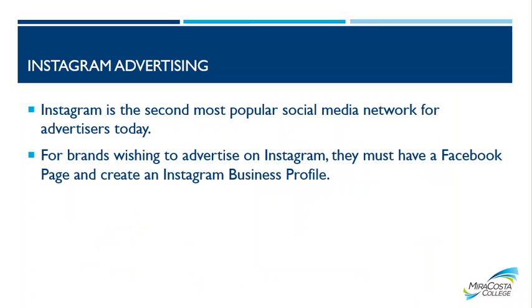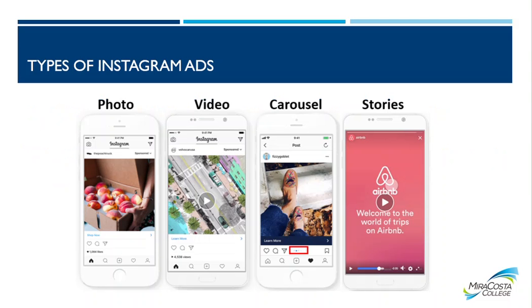All right, so that's Facebook, and we all know Facebook is connected to Instagram, so they work together, but they are a little different. Instagram is the second most popular social media network for advertising. For brands wishing to advertise on Instagram, they must have a Facebook page and create an Instagram business profile. So we already went over that. All of you have that now from our previous assignments, so you know what an Instagram business profile is. The different ad formats for Instagram are photo, video, carousel, and stories.